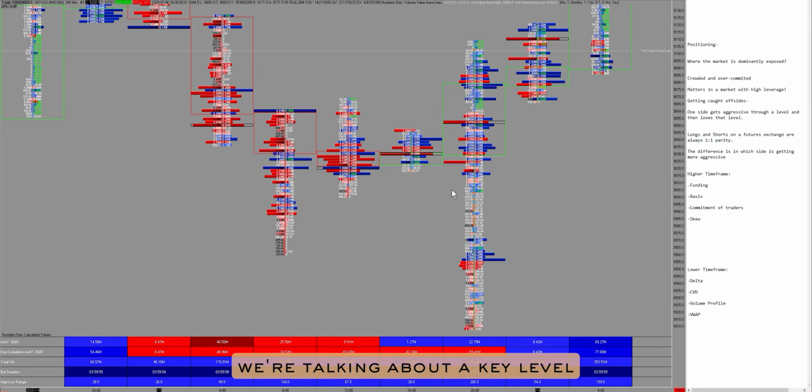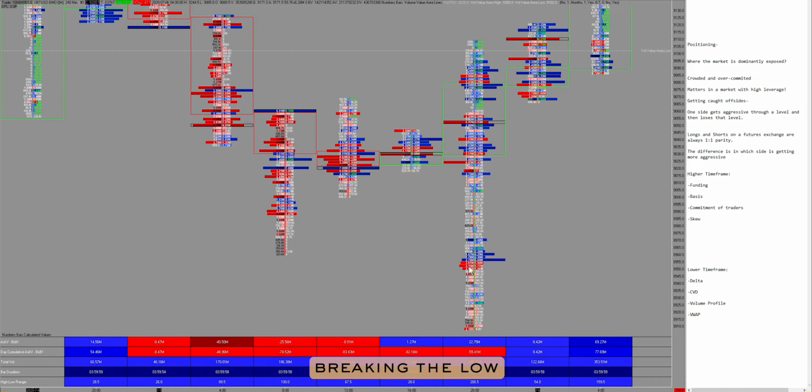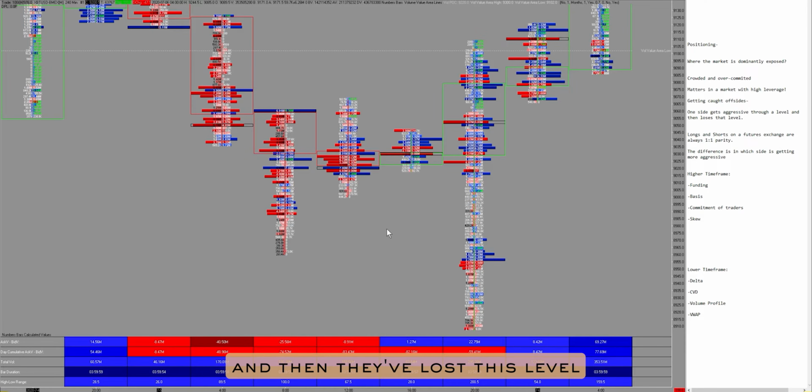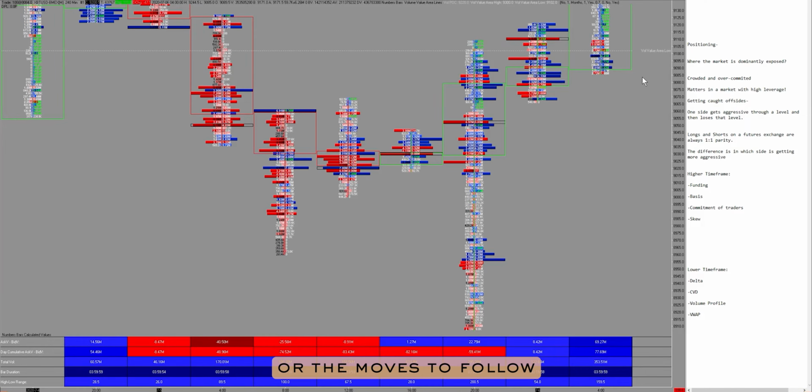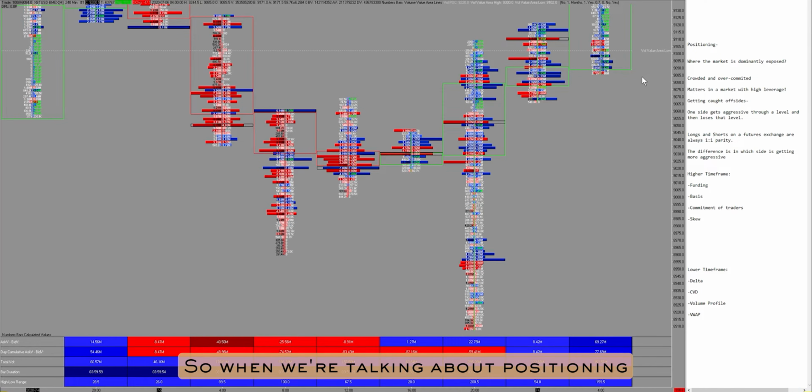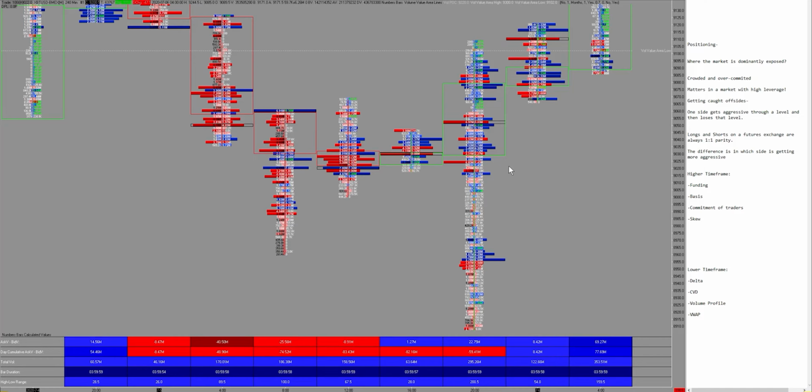So let's say we're talking about a key level within market structure. They've committed through the level, such as this level down here, breaking the low. They've gotten aggressive through the level. You see a ton of selling, and then they've lost this level. So now they're caught offsides, and when they're caught offsides, their behavior will dictate the next move, or the moves to follow. That's what we're talking about when we talk about positioning.